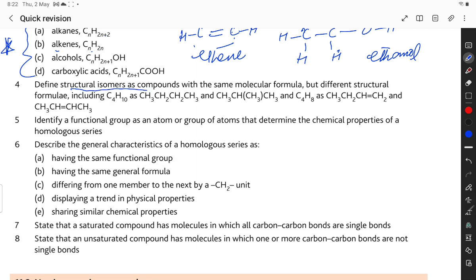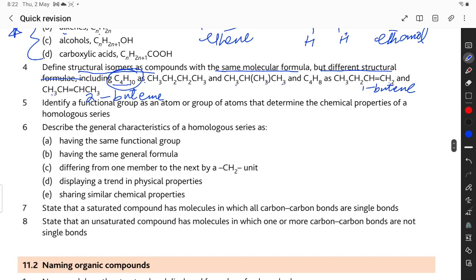Define structural isomers as compounds with the same molecular formula but different structural formulae, including C4H10. Then for butene, this is 1-butene and this is 2-butene. So these are required: the isomers of butane, 1-butene and 2-butene are required.